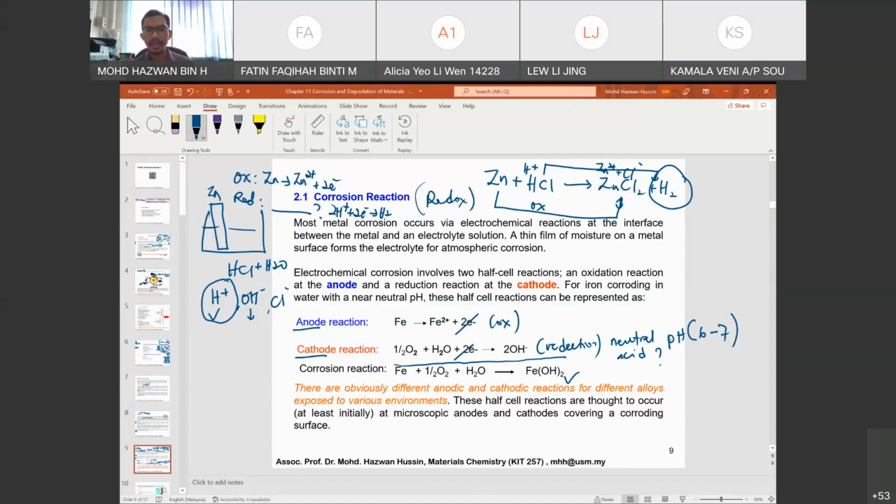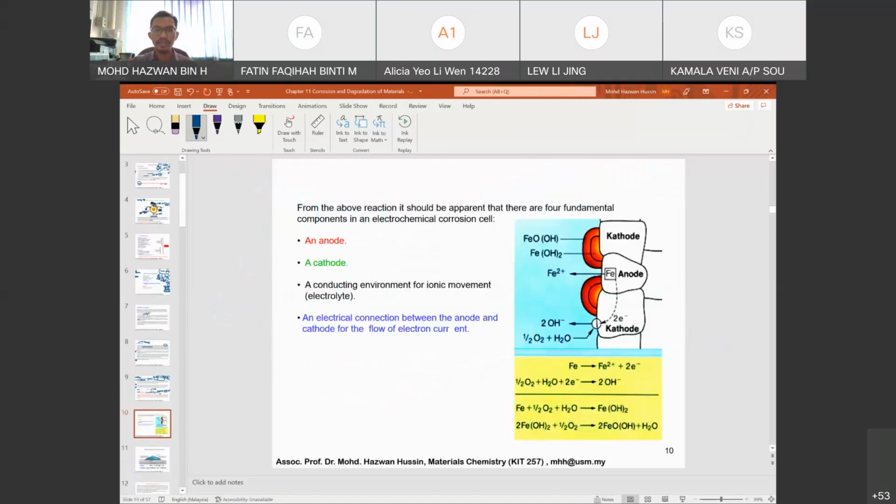We won't say Fe to Fe2 plus even though we are talking about copper. So you have copper become copper 2 plus for copper, zinc to zinc 2 plus, aluminium to aluminium 3 plus. And if the environment is acidic, for example, then you have 2H plus 2 electrons produce H2. In the neutral, then it will produce OH minus or hydroxide ions. I hope you guys are clear on this.